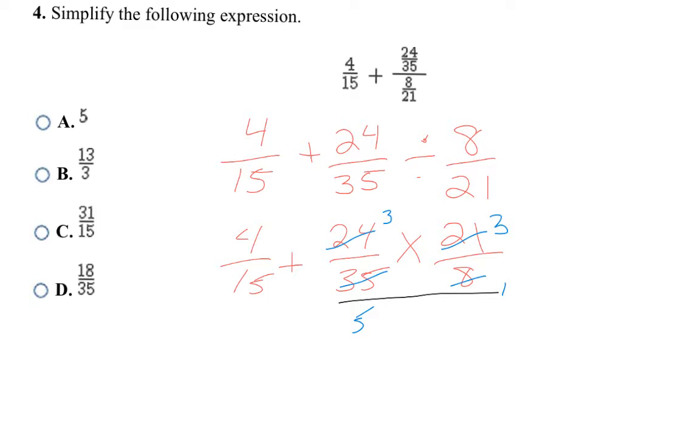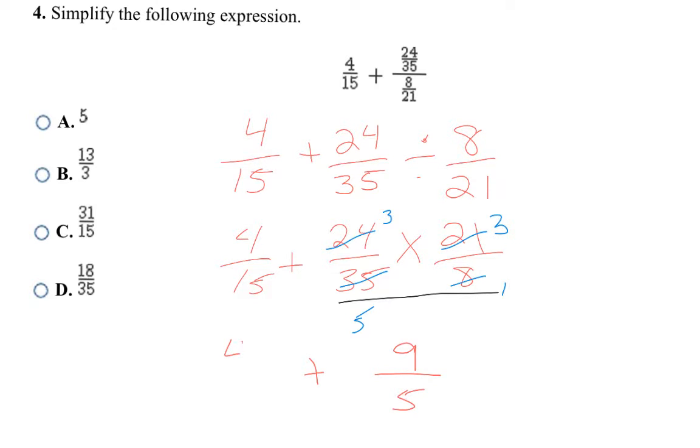And then I'm going to go ahead and multiply the numerators with these smaller numbers and the denominators with these smaller numbers. So 3 times 3 is 9. And 5 times 1 is 5. And that's a fraction that I don't have to simplify.